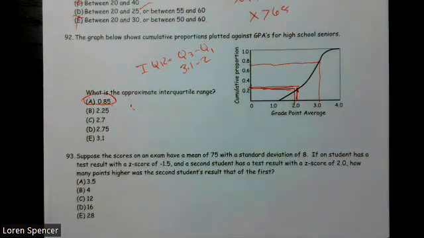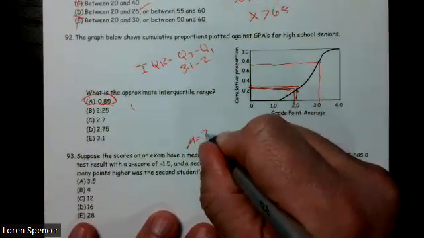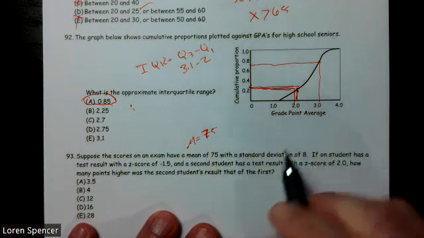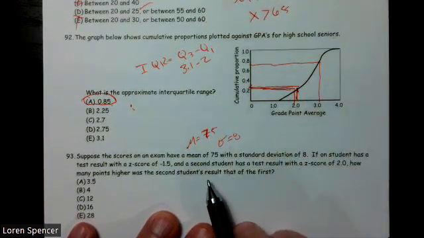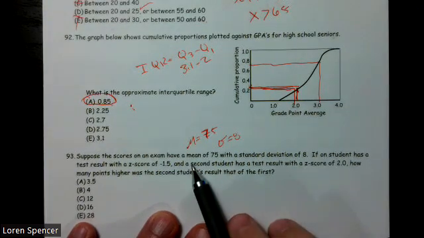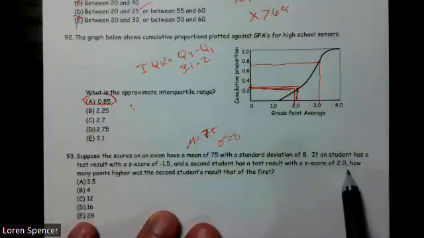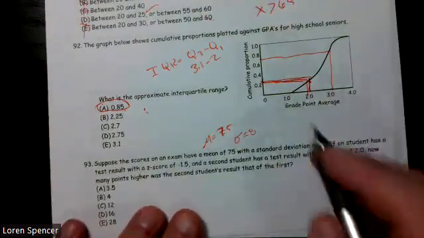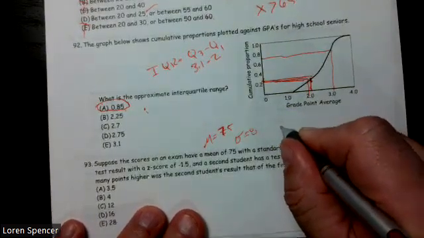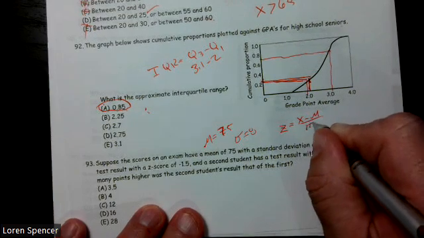Suppose the scores on the exam have a mean of 75 with a standard deviation of 8. If a student has a test result of negative 1.5 and a second student has a test of 2, how many points higher was the second student than the first student? Well, you need to know the z-score formula. Z equals x minus mu over sigma.